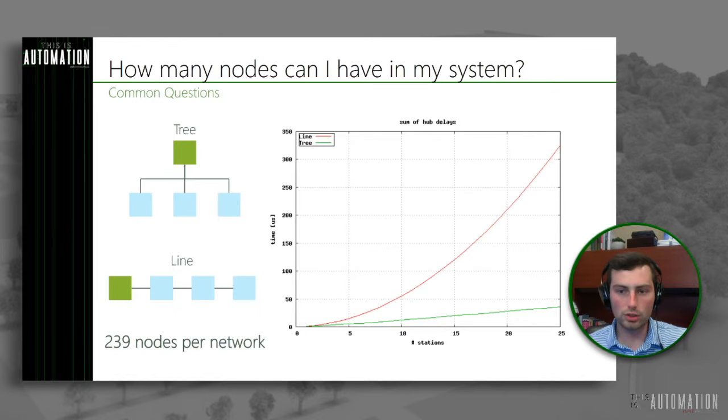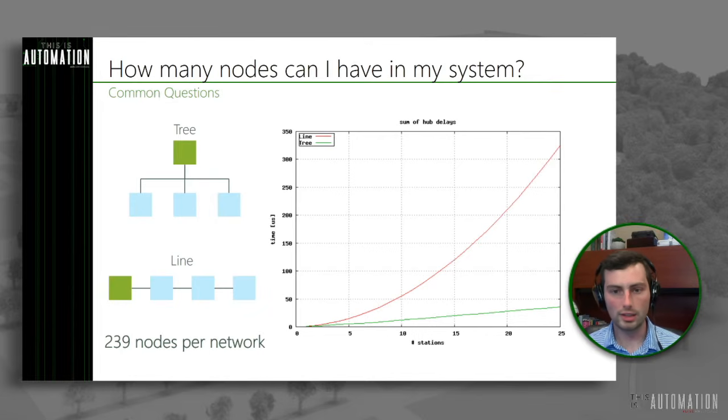So if we were to try to implement 239 nodes in a line topology, we're going to see the sum of hub delays get really quite large, maybe to the point where it may not be viable anymore. And even for a lot of applications where you may see a Powerlink cycle on the order of 400 microseconds, if we've got 25 nodes in a line architecture, now we're introducing hub delays of 350-ish, 325 microseconds. That's almost a full Powerlink cycle.